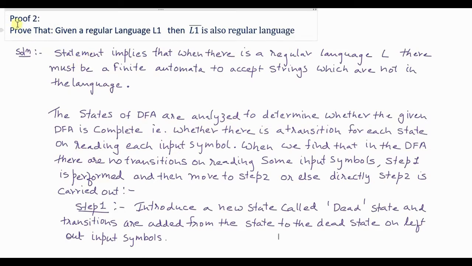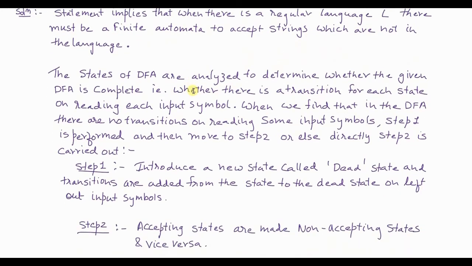Now in this second proof we are going to prove that given a language L1, then L1 bar is also a regular language. The proof is very simple. The statement implies that when there is a regular language L, there must be a finite automata to accept strings which are not in the language. It's very simple. I have just listed a small procedure.